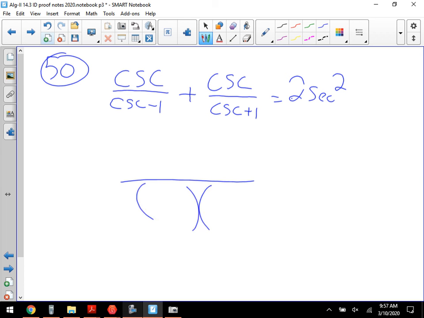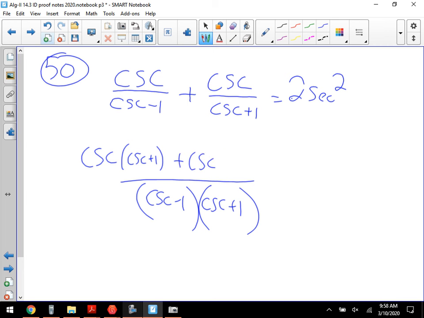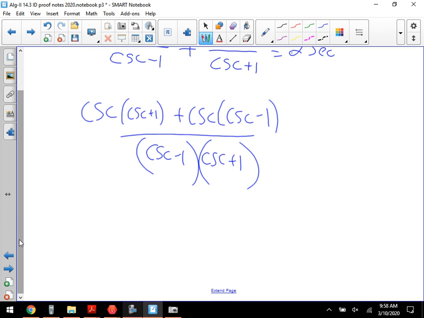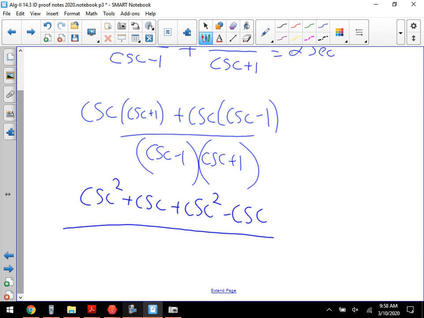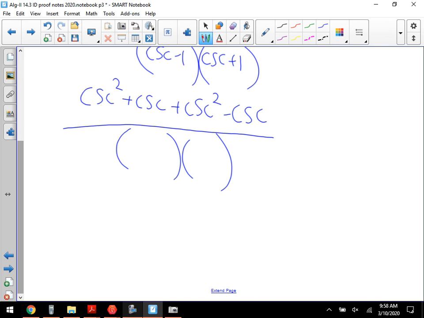I'm doing this to make sure everybody sees all the little steps. Get a common denominator. The fraction on the left needs the cosecant plus 1. The fraction on the right needs the other one. When you distribute all that out, you get cosecant squared plus cosecant, squared minus cosecant, all over that same denominator, so leaving it like that for right now.